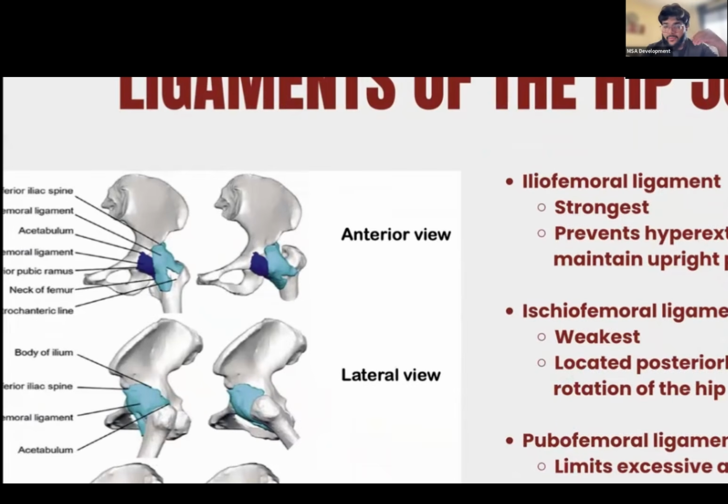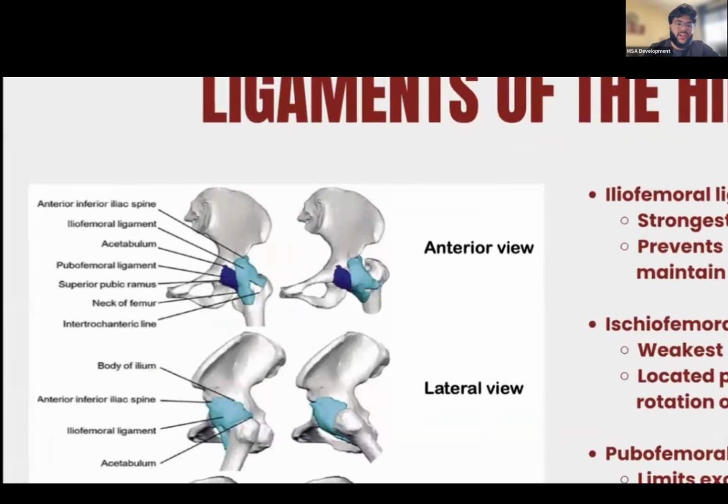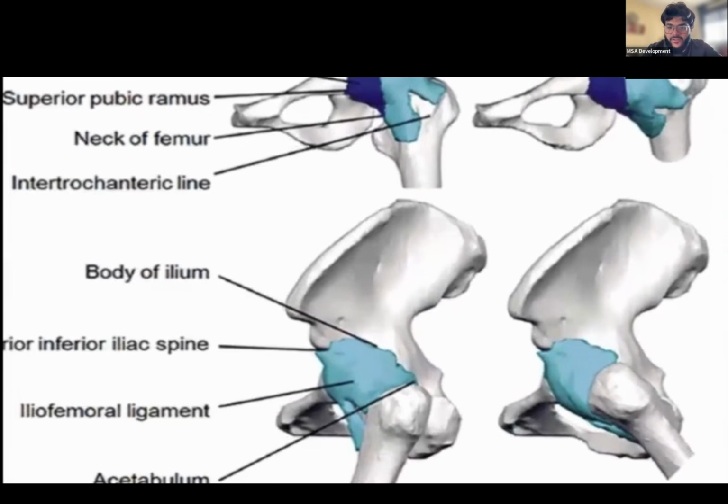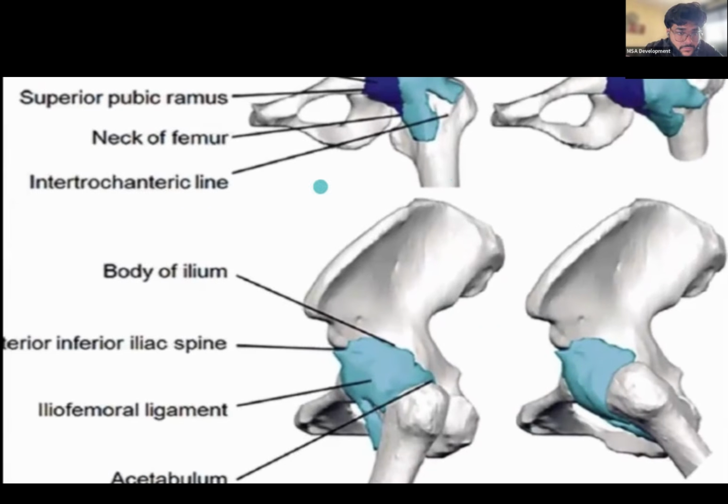Okay, these are the three main ligaments that you guys want to know and be able to identify. I'll go through them again. So again, the iliofemoral is the strongest Y-shaped anterior ligament. It's there to prevent hyperextension.